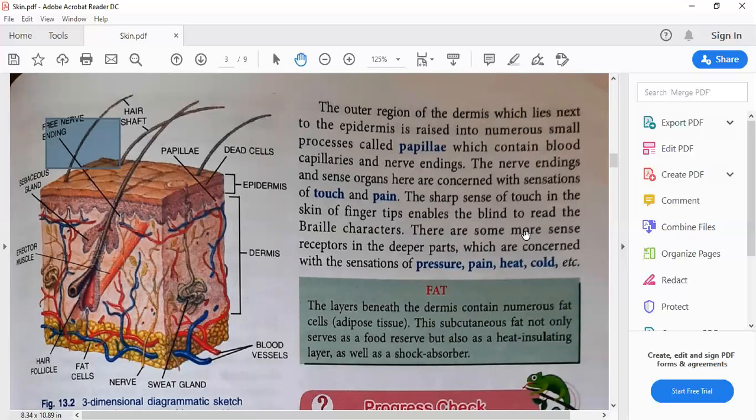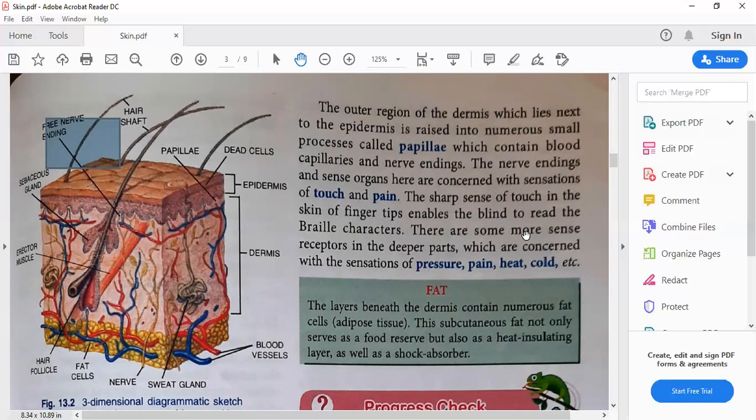मतलब वो हाथ लगा कर रीड करते हैं ना? Yes yes yes, so it is very sharp sense होता है. Okay, now there are some more sense receptors in the deeper part, मतलब एकदम थोड़ा अंदर की तरफ होता है, which are concerned with the sensation of pressure, pain, heat and cold. Okay, मतलब थोड़ा अंदर की तरफ होता है.